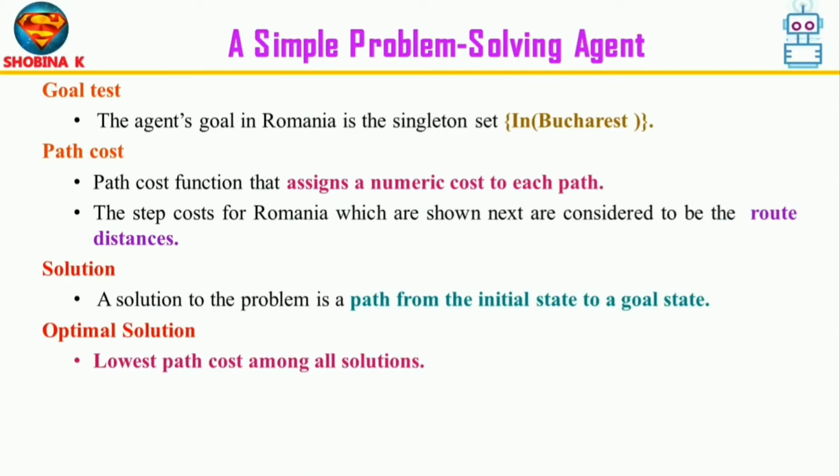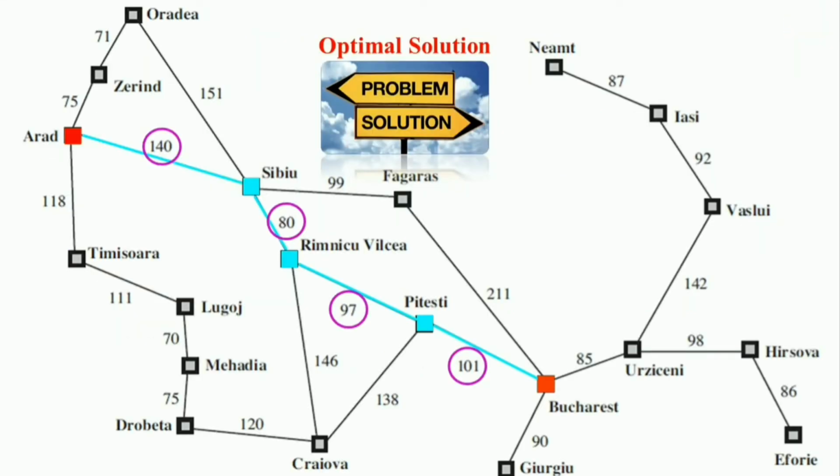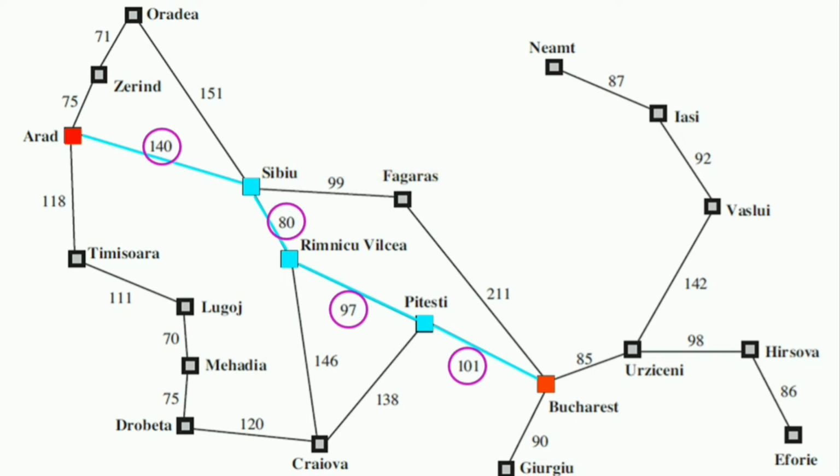A solution to a problem is an action sequence that leads from the initial state to the goal state. And the solution quality is measured by the path cost function. An optimal solution has the lowest path cost among all the solutions. So far, we proposed a formulation of the problem of getting to Bucharest in terms of initial state, actions, transition model, goal test, and path cost.